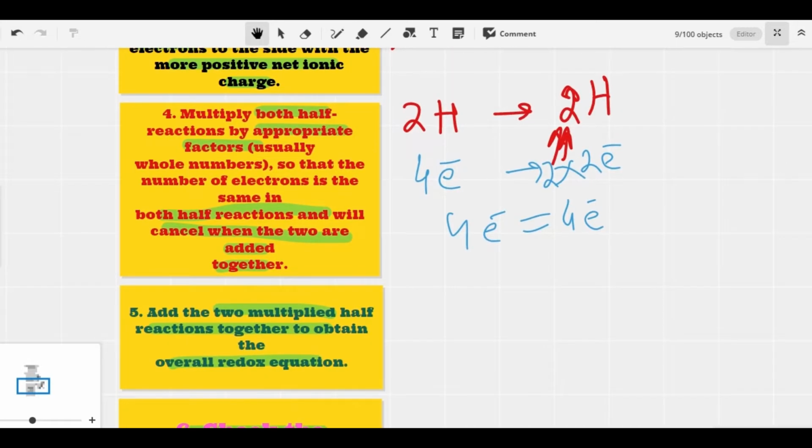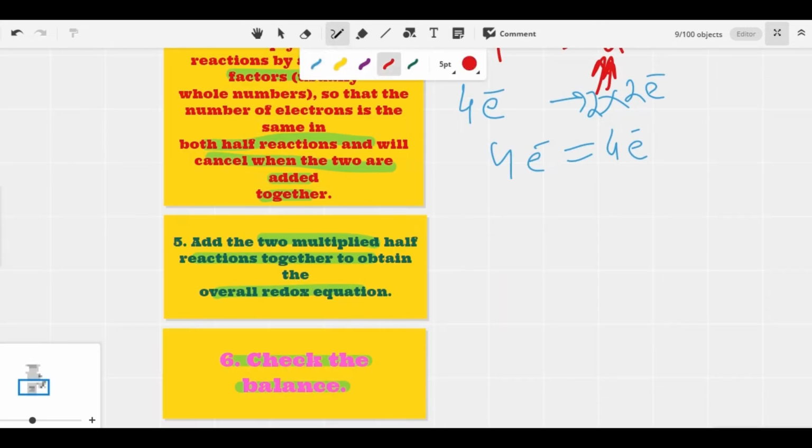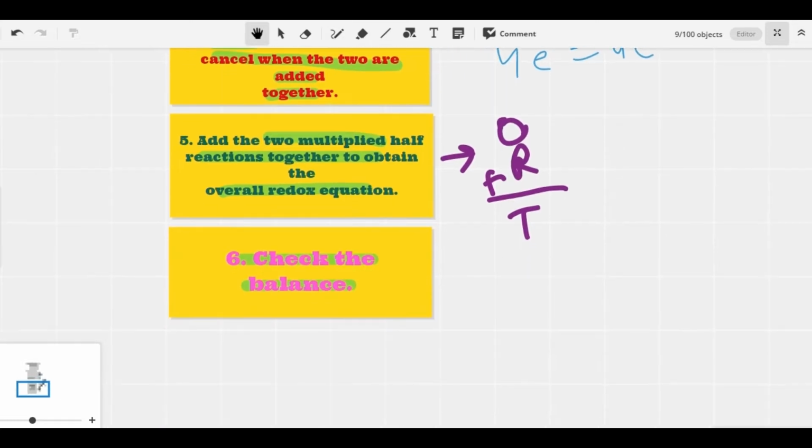And the fifth one, the final one, is that you need to add both oxidation and reduction, which gives the final equation. And the last step is that you have to check the balanced equation, whether the number of atoms is the same on both sides or not, and whether the electrons are the same on both sides or not.